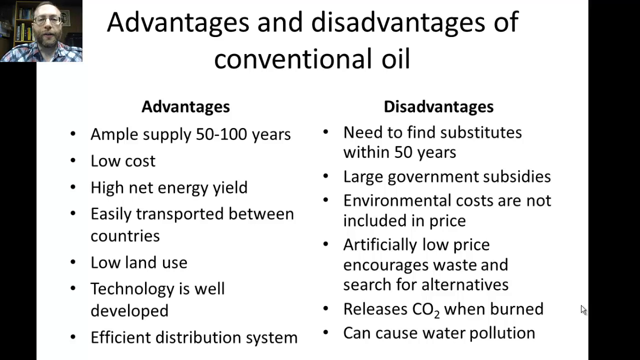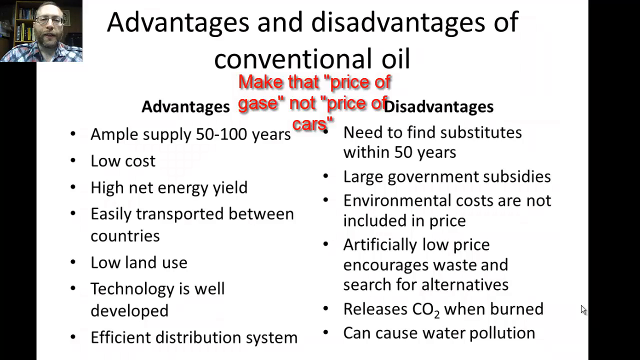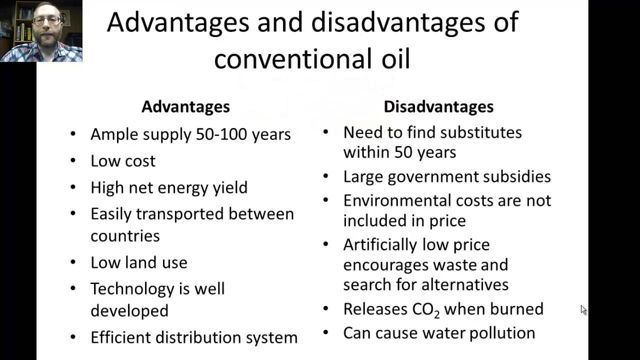Like when the price was higher back in the late 70s and early 80s, people were purchasing cars that had high gas mileage. But then when the price of gas went back down in the 90s, people stopped buying cars that had high gas mileage and they were buying SUVs that had very, very poor gas mileage. Also, oil releases carbon dioxide when burned, and that contributes to climate change. And conventional oil can cause water pollution when it's spilled.